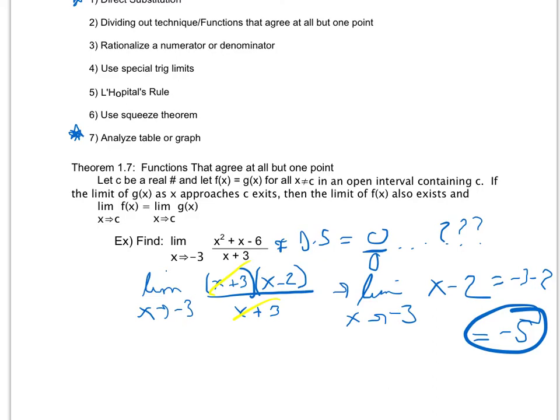So we will look at a bunch of different ways to manipulate functions and rewrite them, but the number one, easiest one to do is always going to be to look, can I factor it and do some reducing? Because if I can factor and reduce, hopefully I can then use direct substitution.